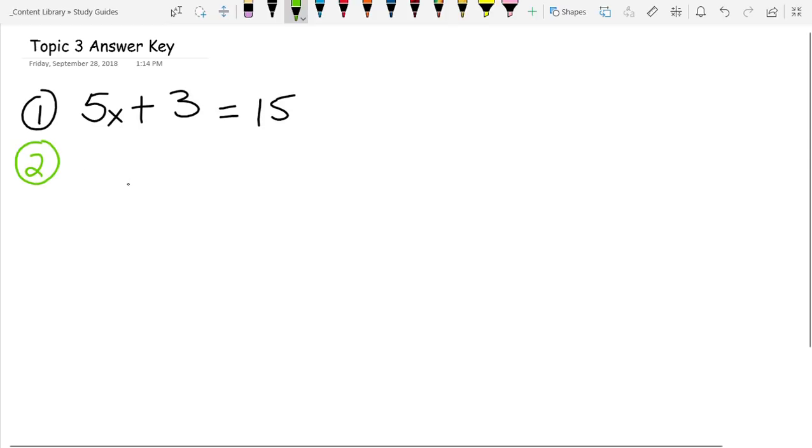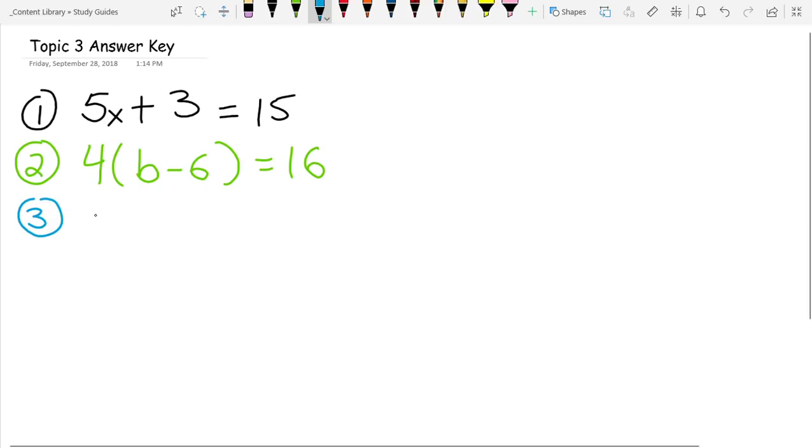Number 2 says 4 times the difference. So it doesn't say 4 times a number, it says 4 times the difference. What that means is you're going to multiply 4 by a subtraction problem. So we need to put that subtraction problem in parentheses. And in the parentheses it says the difference of b and 6. So b take away 6. And then again we say is equal to 16. No solving necessary.